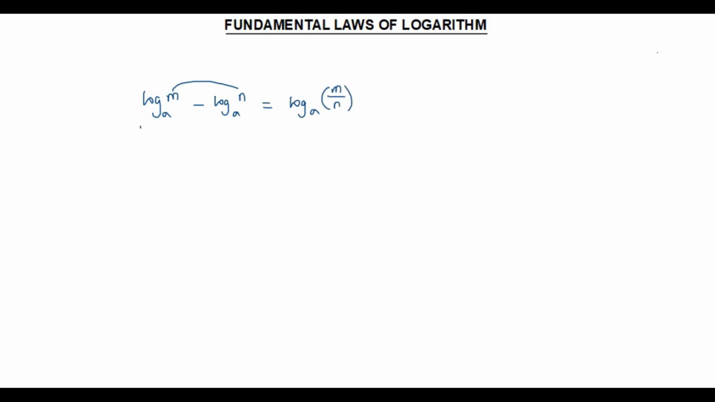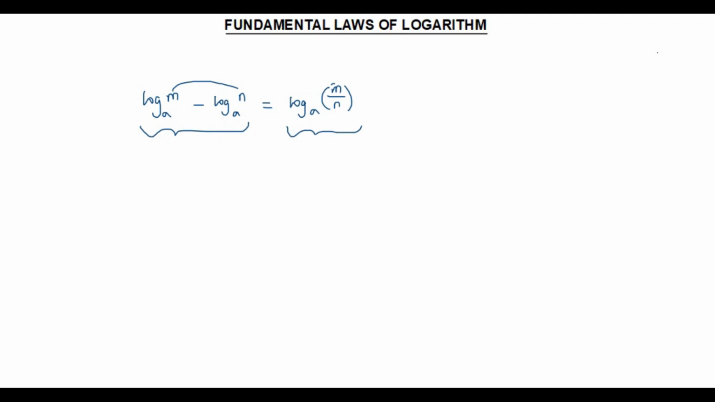So the second fundamental law of logarithm has to be remembered in both the ways. That is, if two logarithms are in subtraction with the same base, what we have to do is take logarithm once with the same base and divide the two arguments m and n, that is m divided by n.